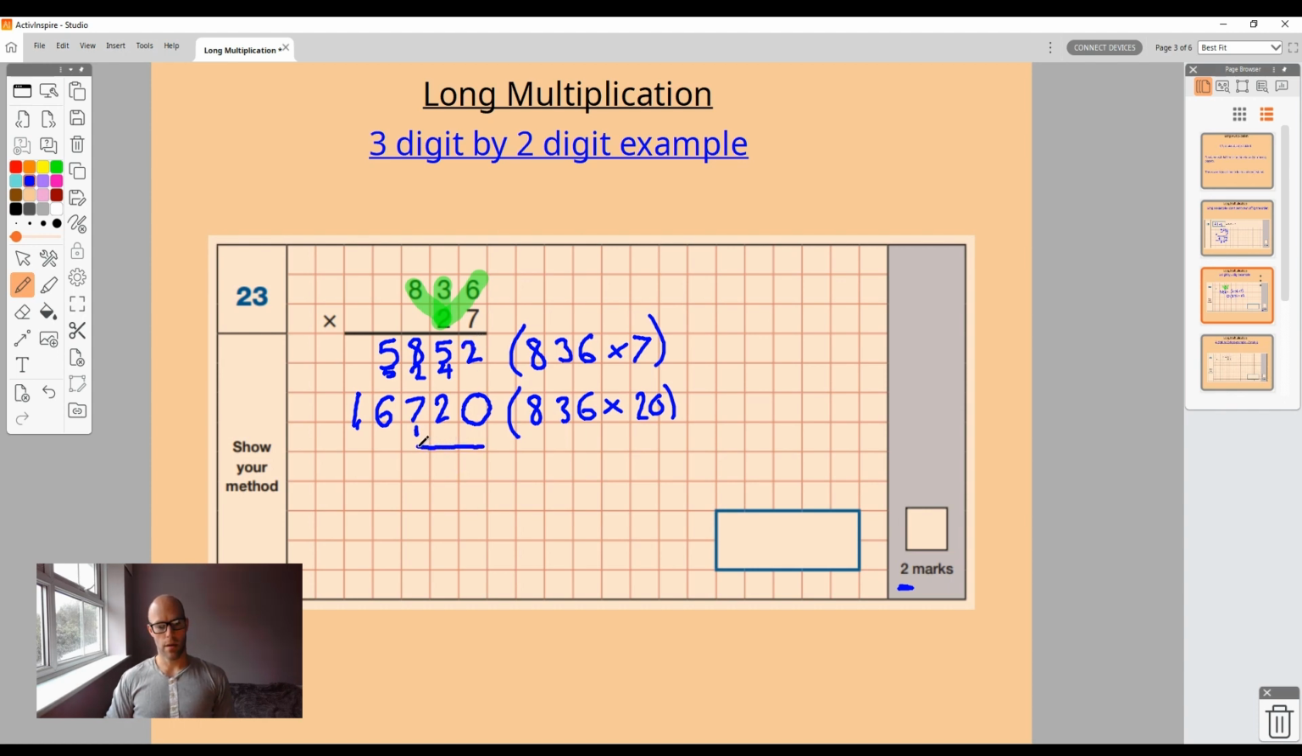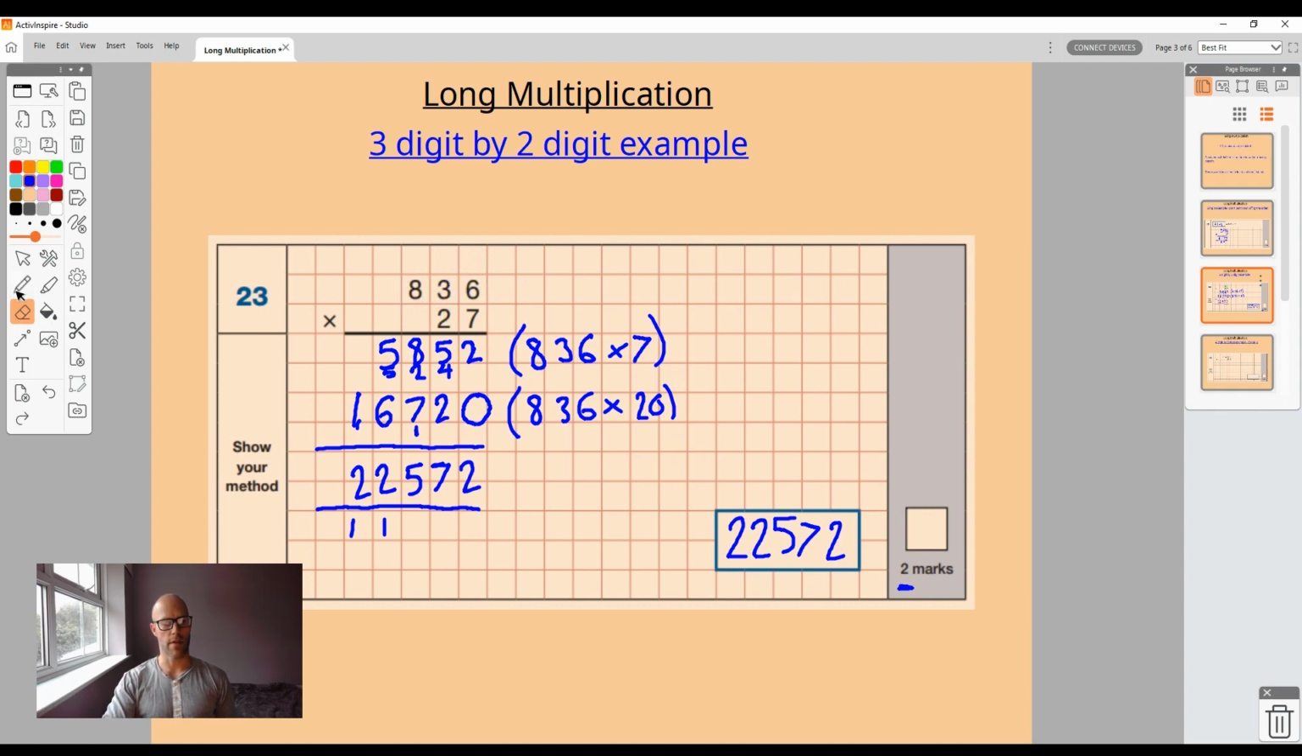Sometimes 642. If you get to this stage, you've got 1 mark. So we just don't drop it at the end. We're nice and clear. We've left room to exchange. Now we're just adding. 2 add 0, 2. 5 add 2, 7. 8 add 7 is 15. 5 add 6 is 11. Add 1 is 12. 1 and 1 is 2. 22,572. So hopefully that's explained why it's set up as it is.